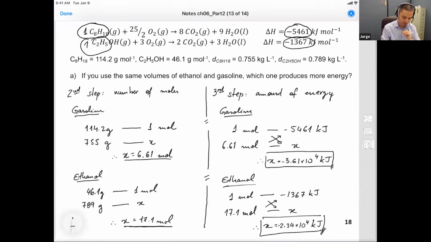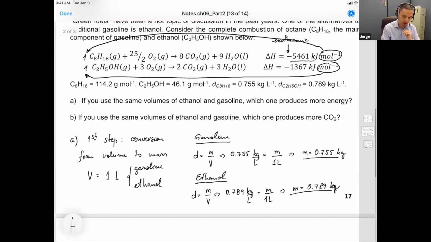However, you also need to look at the amount of CO2 produced by each one. So I'm not going to do it here, so you can do later. Just looking at the equation, see here that each mole of gasoline produces 8 mole of CO2, while ethanol only produces 2. So probably ethanol will produce less CO2. Then it's a balance.